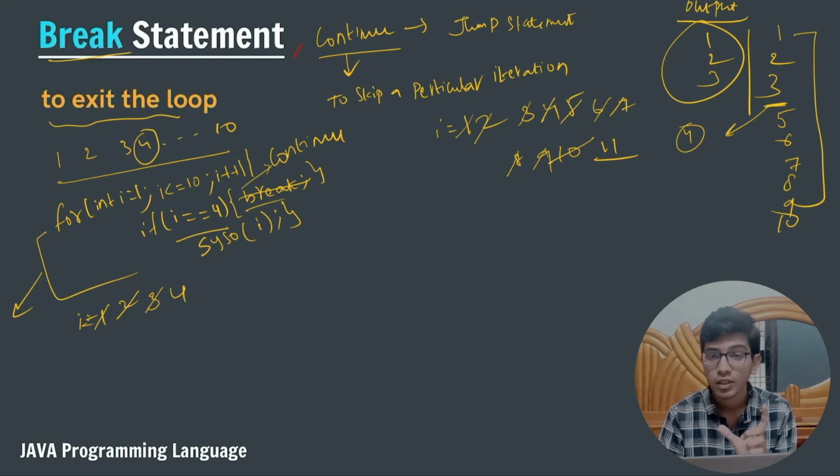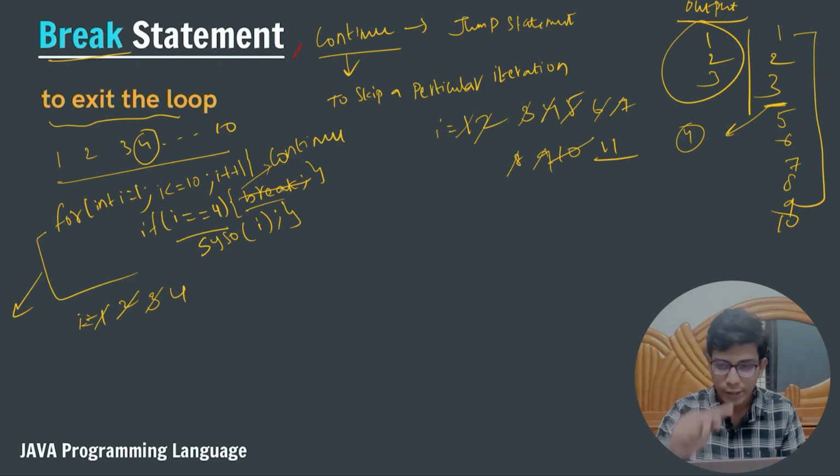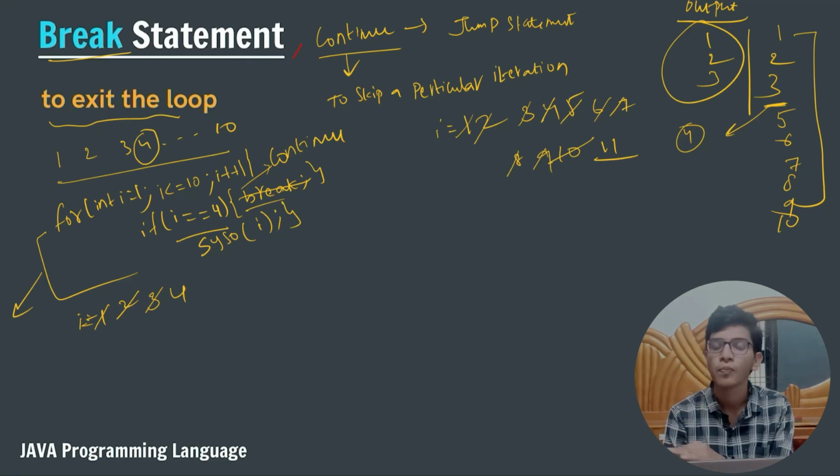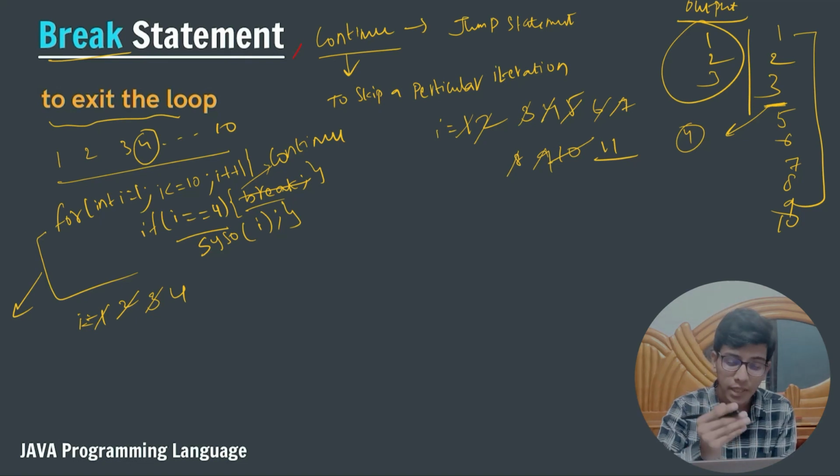So these two things, break and continue, are known as jump statements. Break is used to terminate or exit from a particular loop if a particular condition is true. If you want to skip a particular iteration for a particular given condition, to do that we'll use the continue statement.